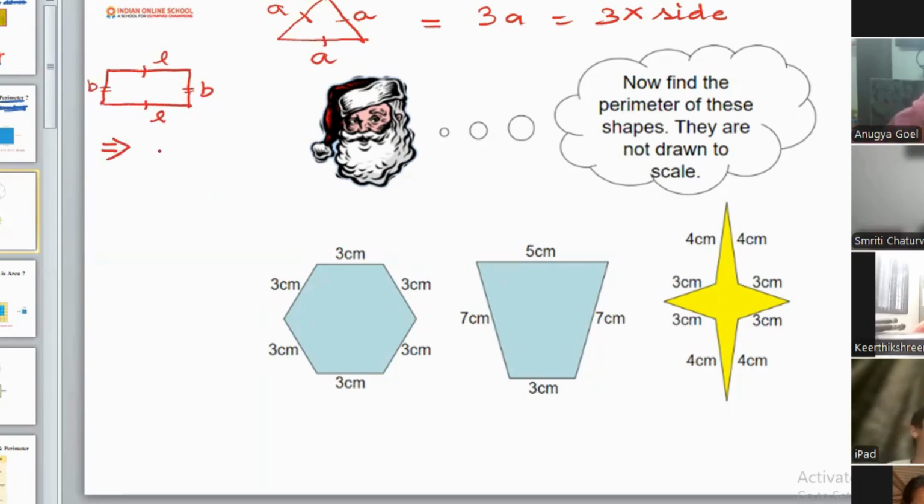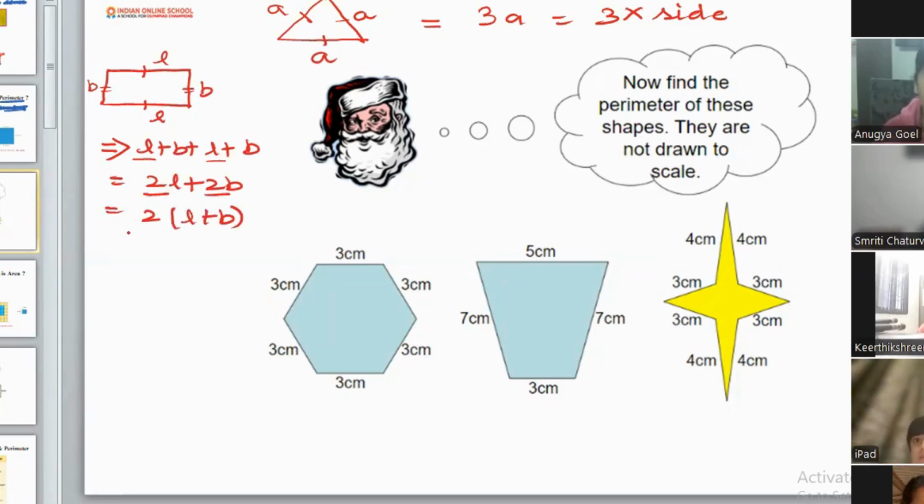2 length plus 2 breadth. Correct. And how are we finding it? Since the perimeter is the sum of all sides, we will do L plus B plus L plus B. Now we have 2L plus 2B, that is 2 into L plus 2 breadth. From this, we take 2 as common, and what is left? L plus B. So the perimeter of a rectangle is 2 times the sum of length and breadth. Yes, very nice, very good.